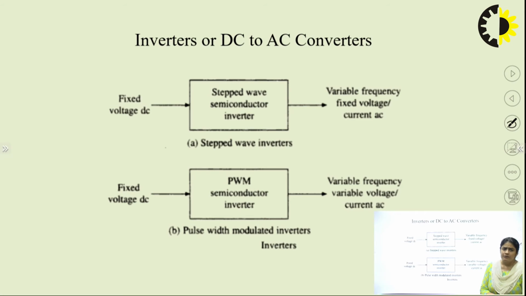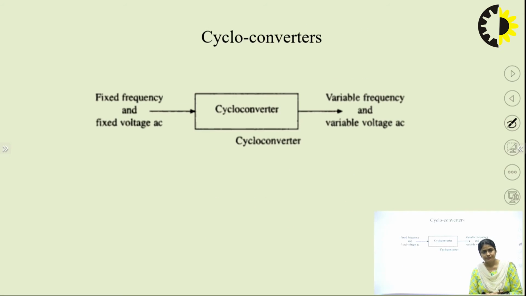Different modulation techniques can be used to control the fixed voltage to the variable voltage. So we can change the magnitude of the voltage and also the frequency of the voltage. If you are changing the frequency of the voltage, it is called a cycloconverter, right? With the help of a cycloconverter, we can convert fixed frequency and fixed voltage into variable frequency and variable voltage. It is also made up of thyristor based converters, right?